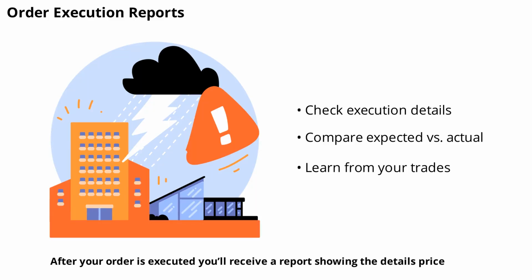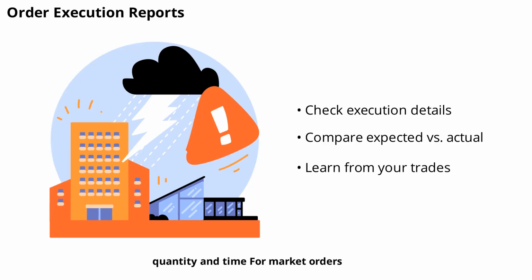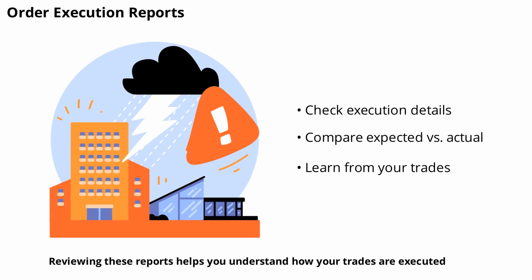After your order is executed, you'll receive a report showing the details, price, quantity, and time. For market orders, check if the price matches your expectations. For limit orders, confirm that your order was filled at your set price. Reviewing these reports helps you understand how your trades are executed.